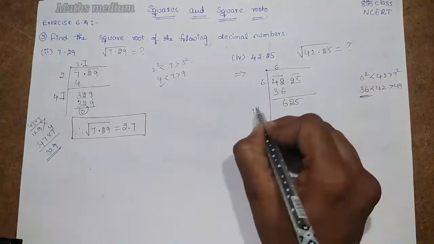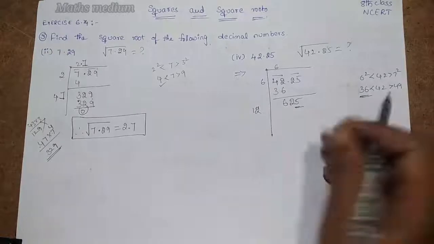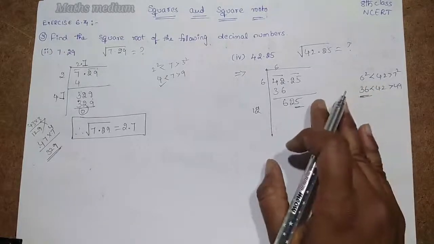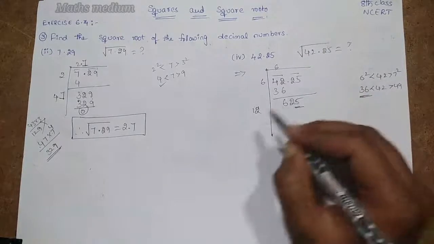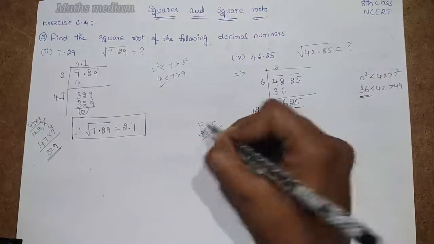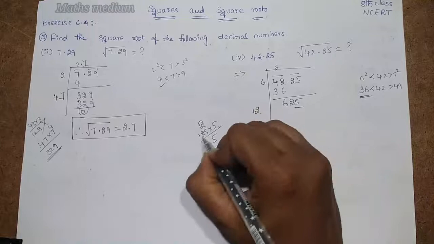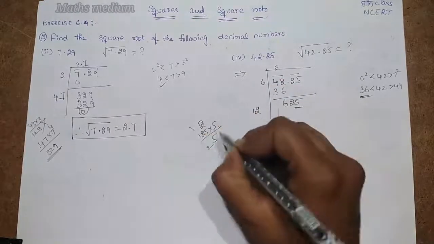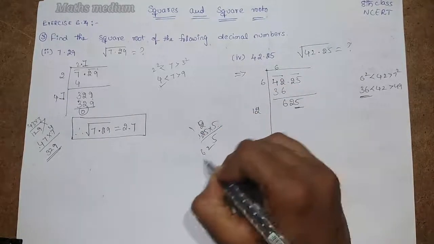That means 6 2s are 12. Now here is the 5. We know that in the divisible method, 5 gets by 5 only. So 125 into 5. 5 5s are 25. 5 2s are 10, 12. 5 1s are 5, 6.